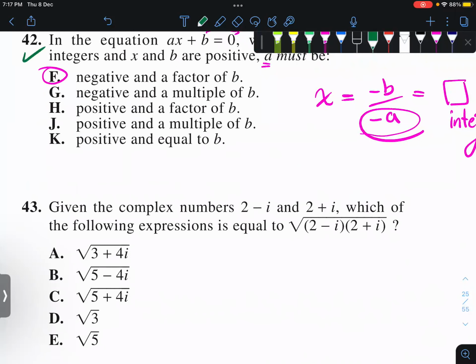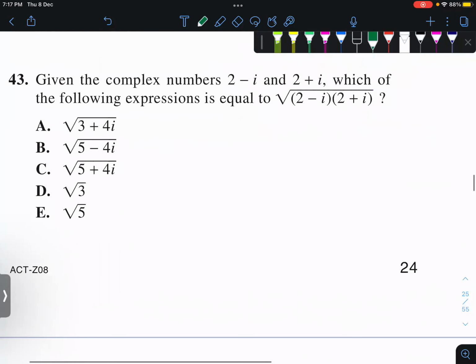Yes. Next question, number 43. Given the complex numbers 2 minus i and 2 plus i, which of the following expressions is equal to this?